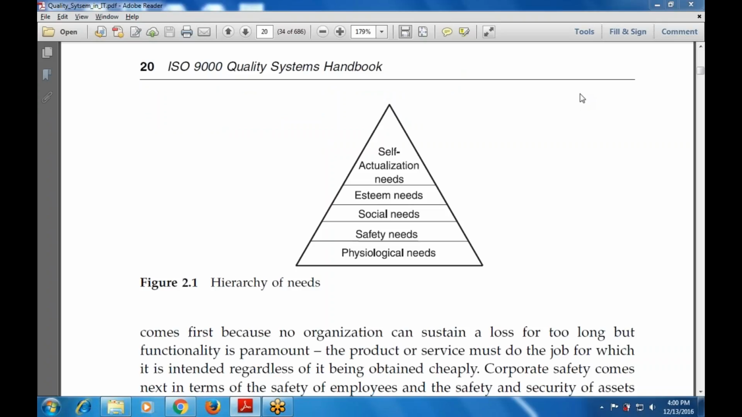Today's topic is a revision of the quality system in IT. That is, what is a quality system in IT, and how it is used. This is only the revision part of it.